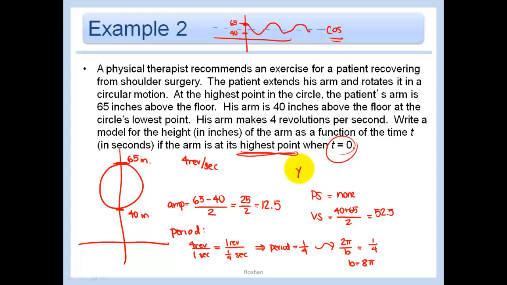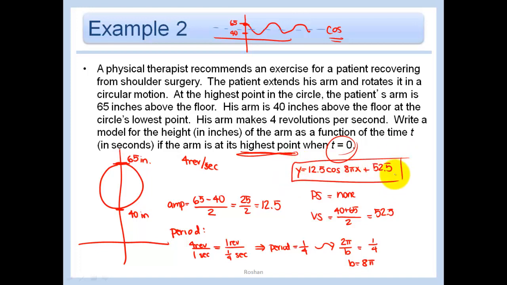So my equation just becomes y equals amplitude 12.5, we had a cosine graph, cosine, and then our b is just this 8 pi, and then we have x minus phase shift, which there was none, so I didn't even need that. So I just have 8 pi x, and then plus 52.5. That's our equation.